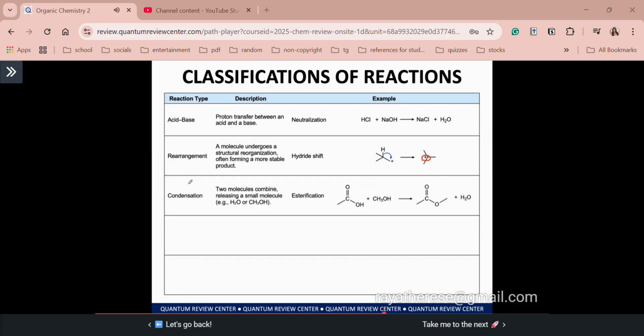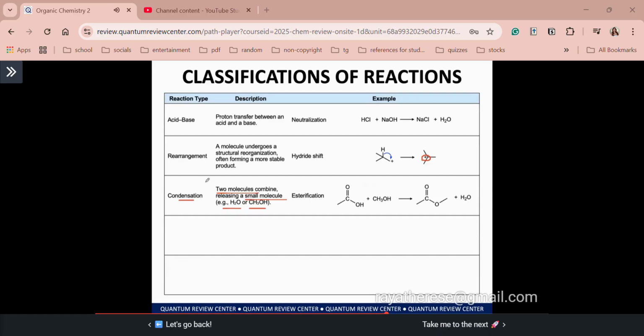Alright, next classification, condensation. For condensation, class, usually we lose a small molecule. Particularly, we have a dehydration reaction. Here, we will liberate a water molecule. Class, again, 2 molecules are required in order to proceed with our condensation reaction. So our byproduct here is a release of a typical small molecule, for instance, usually class, water liberation or alcohol liberation.